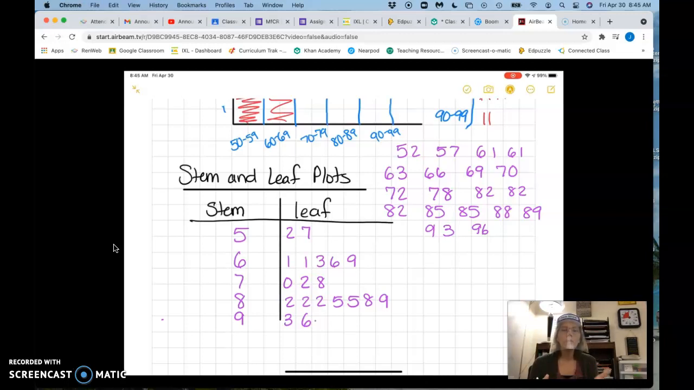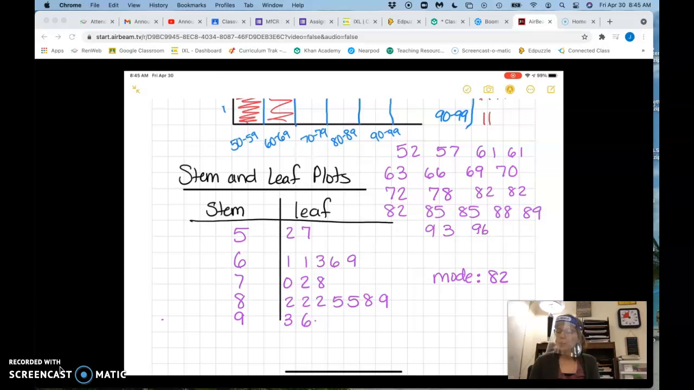And then you're going to use this stem and leaf plot to answer questions. So what is the mode of this data? Mode for this data would be 82 because the score 82 appears 3 times. It appears the most in our data.